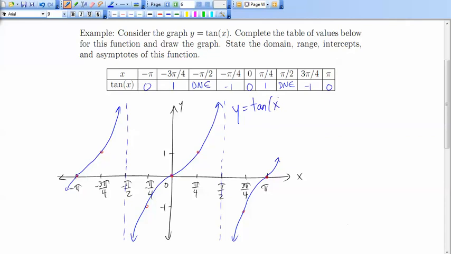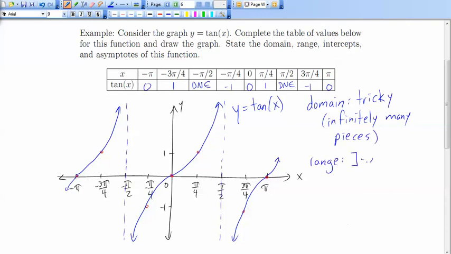It has infinitely many separate pieces. Everything about it is tricky. Well, the domain is tricky because we have infinitely many pieces. There are infinitely many holes in the graph. The range, this is one of the few we can comment on. It goes from negative infinity to positive infinity. The y-intercept, again, can never be that challenging. It's at 0, 0. And then the x-intercepts, again, is tricky. There's infinitely many of them.